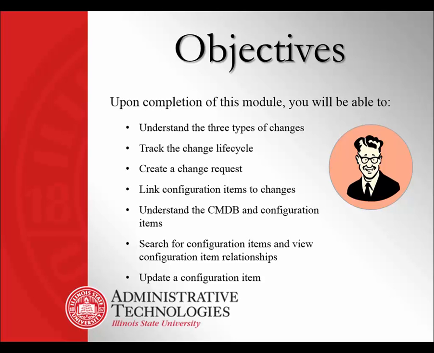So today, again, we're splitting the class up a little bit into two halves. The first half is going to be focused on change management, the second half more on the CMDB. Within change management, we're going to talk about the three different kinds of changes. I'm going to take you through the change life cycle, towards the end, really. And I'm going to show you how to create a change request and then link configuration items to changes. Right at that point, we'll switch gears and go into the CMDB. We'll remind you what that is and what all the configuration items are that are going to be in this first phase, and then how to search for those, how to view relationships there, and then how to update configuration items as well. So that's what we're covering today.